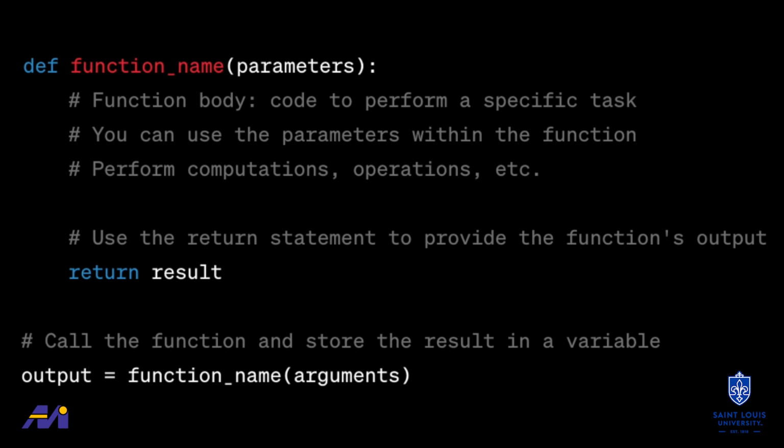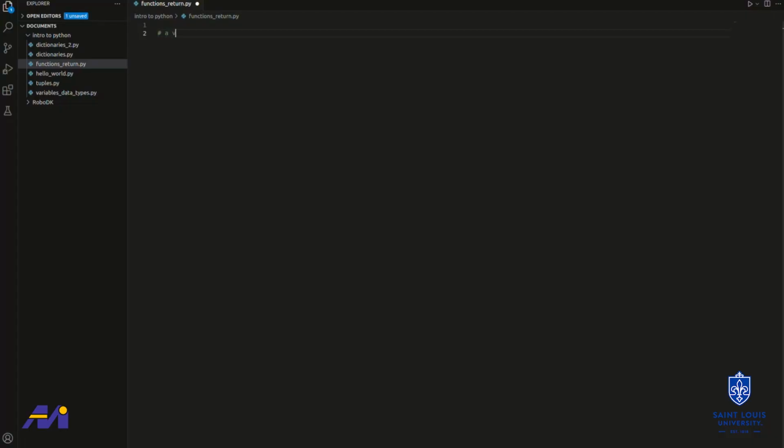Or they can be passed parameters. Parameters are variables that are declared in the function definition. They are used to store the values of the arguments that are passed to the function. As a very basic example, we want to write a function that gets two numbers and returns their sum.